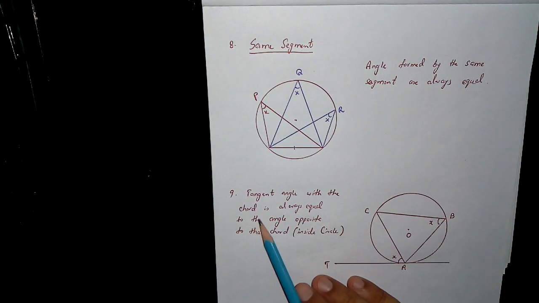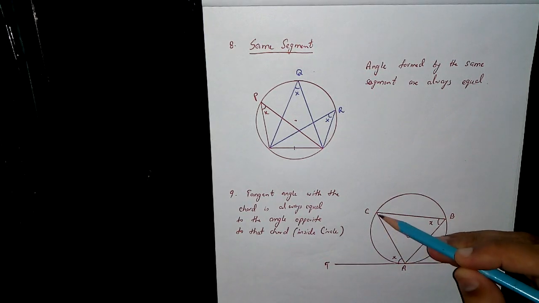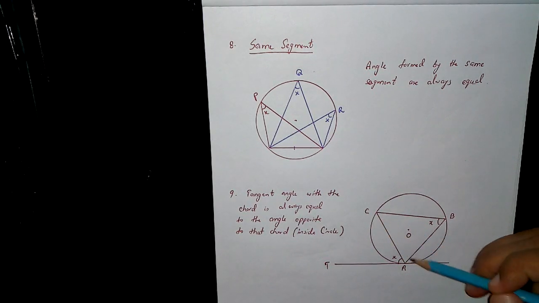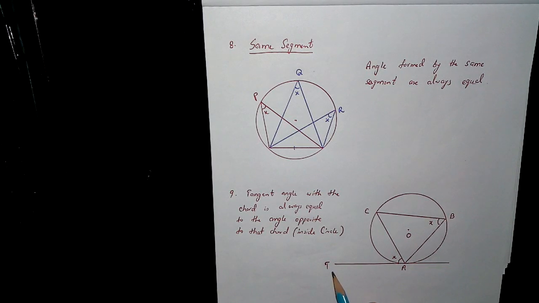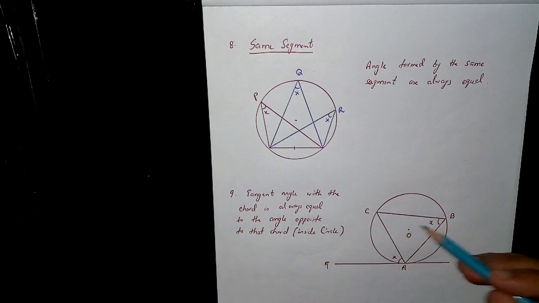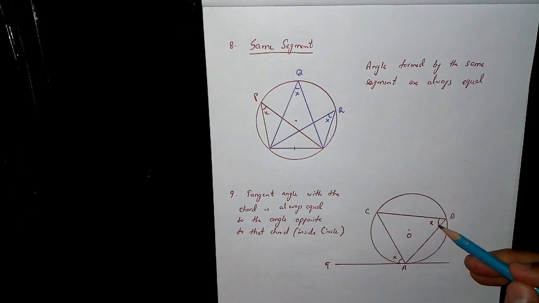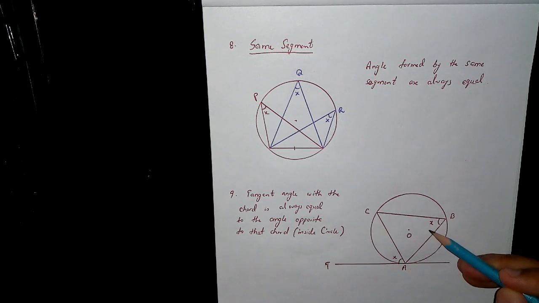Tangent angle with the chord is always equal to the angle opposite to that chord inside the circle. Suppose this is a tangent touching the circle at point A, so basically this is the chord AC. AC is forming an angle with the tangent TA. So this chord has angle X with the tangent. So now the property is clarifying that the angle opposite to that chord will be X as well. So these two angles will always be equal.